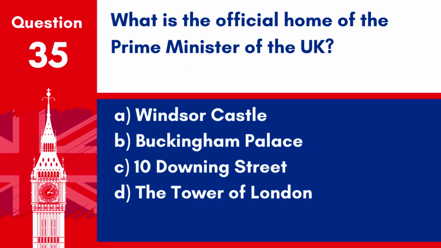Question 35. What is the official home of the Prime Minister of the UK? A. Windsor Castle. B. Buckingham Palace. C. 10 Downing Street. D. The Tower of London. Answer. C. 10 Downing Street. 10 Downing Street in London is the official residence and executive office of the Prime Minister of the UK.